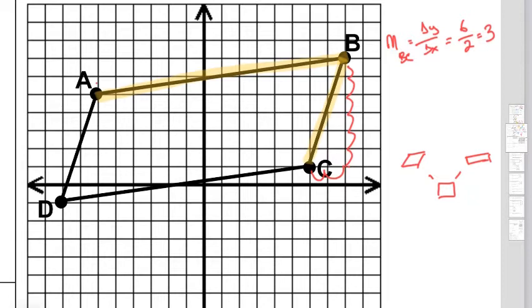So in order for it to be a rectangle, the slope of AB would have to be the opposite reciprocal of 3. The opposite reciprocal of 3 is negative 1/3. So if it is, then we have a possibility of being a rectangle. If it's not, we can eliminate square and rectangle.